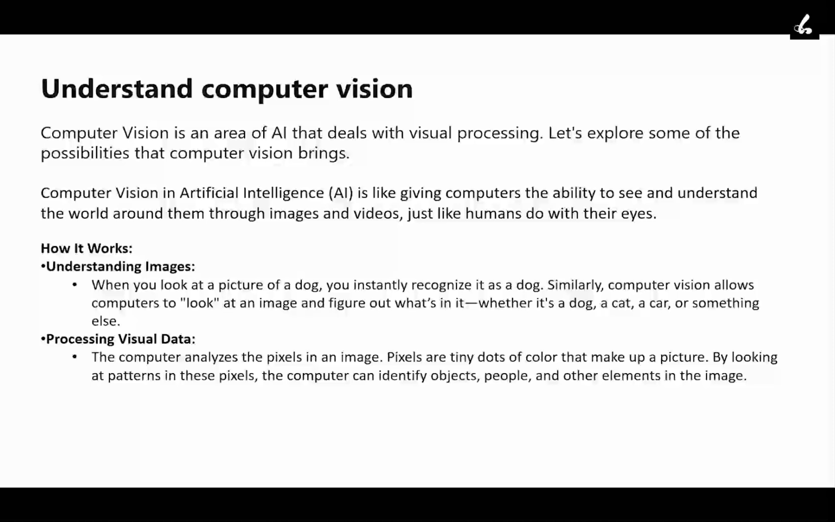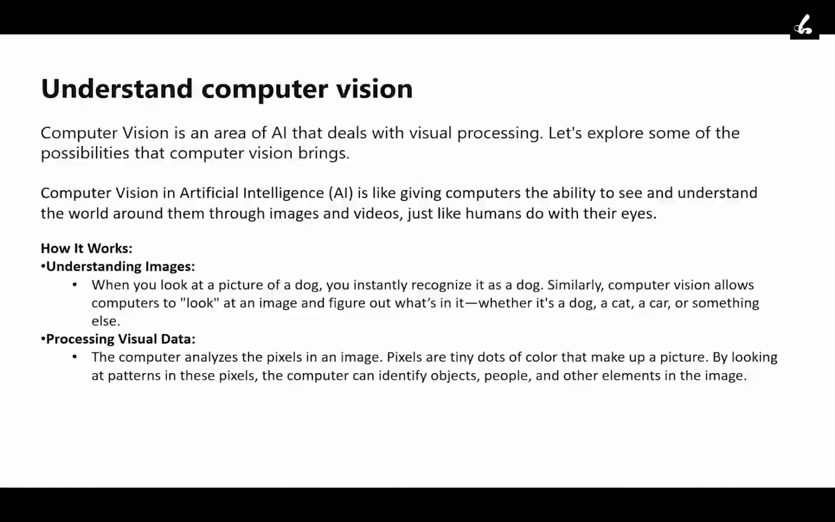Also, computer vision is an area of AI that deals with visual processing. It deals with images, videos, or anything that a human eye can see. Computer vision is also doing the same. So now understanding it more, like how it works. For example, when you look at a picture of a dog, we instantly recognize the thing.